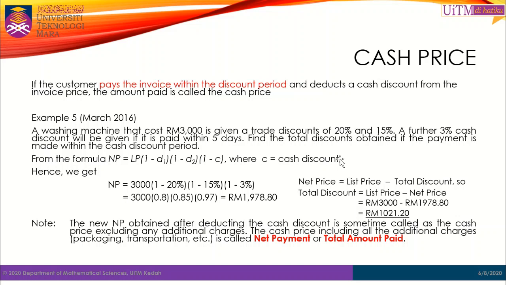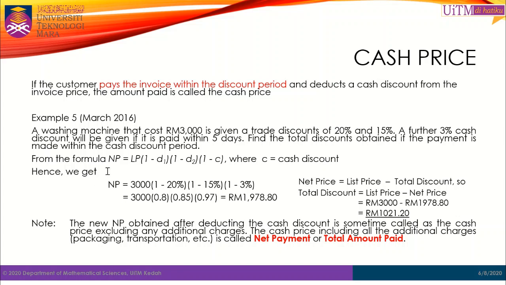So this is example 5, March 2016. It stated here that a washing machine that costs 3,000 is given a trade discount of 20%, 15%. Okay, so you have a trade discount of 20% and 15%. And then a further 3% cash discount will be given if it is paid within 5 days. So the question right now: find the total discount obtained if the payment is made within the cash discount period. So that means the payment is made within the 5 days. So that means this person will get the trade discount 20% and 15% automatically, and on top of that he will also receive the 3% cash discount. So in this case you have three discount rates here.